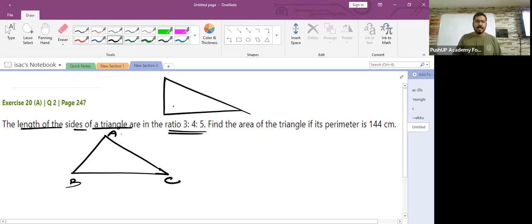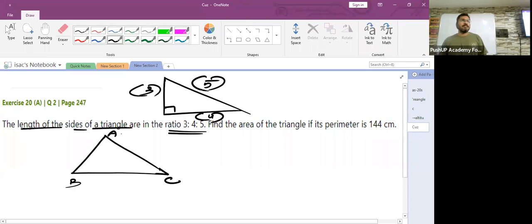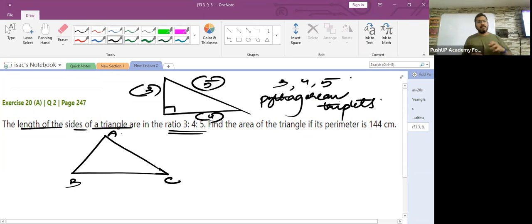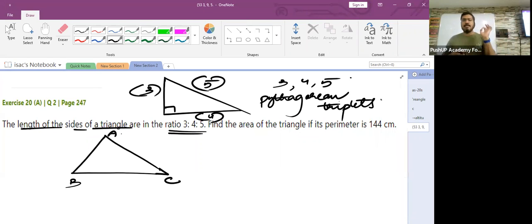For a given right angle triangle, if the height happens to be 3 units, the base happens to be 4 units, then the hypotenuse will be equal to how much? 5 units. And children, in class 8, you had Pythagoras theorem, where very specifically your teacher must have told you that the numbers 3, 4, and 5 are Pythagorean triplets. Do you remember this? Pythagorean triplets.